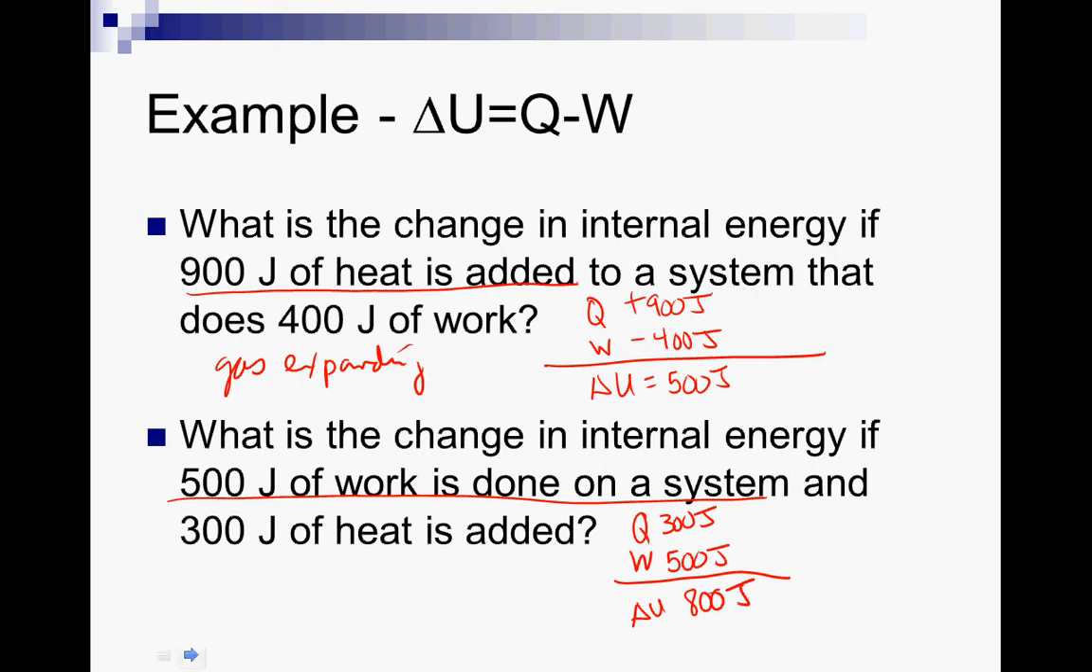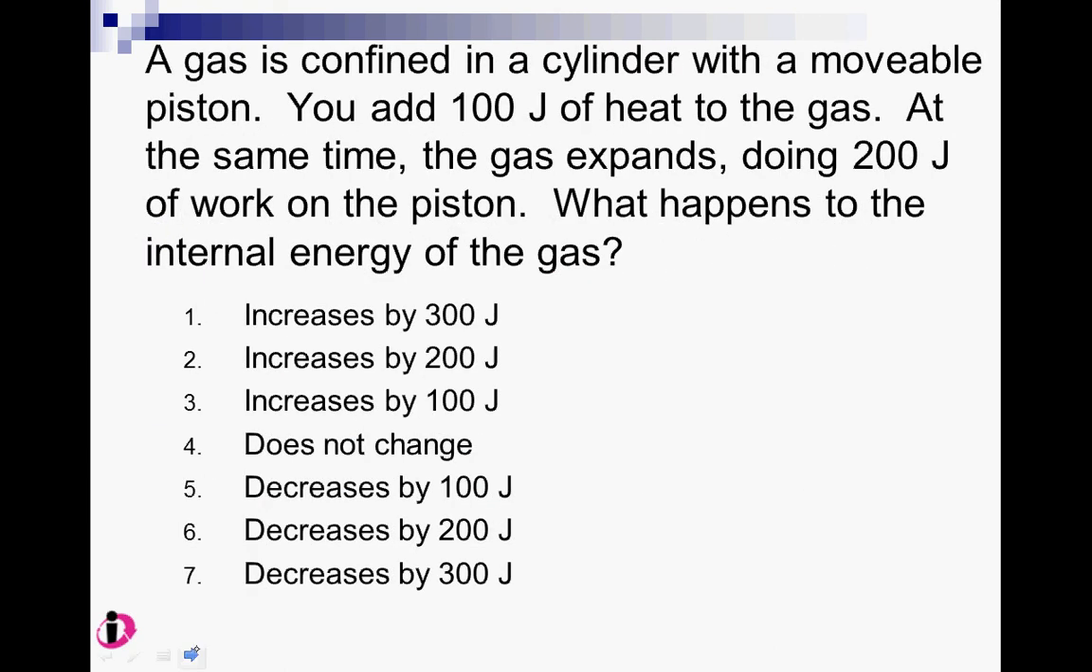Okay, let's keep going. A gas is confined in a cylinder with a movable piston. You add 100 joules of heat to the gas. At the same time, the gas expands, doing 200 joules of work on the piston. What happens to the internal energy of the gas? Go ahead and pause this presentation and then come back when you have an answer.